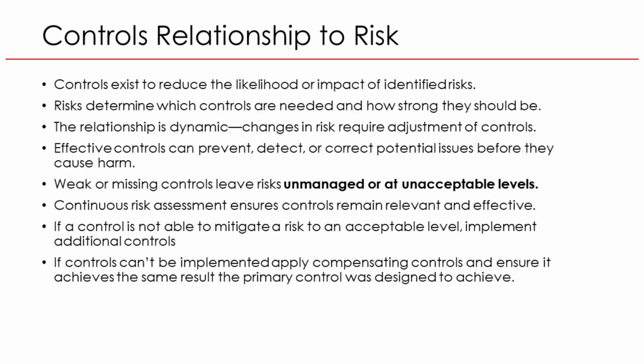The kind of control you need depends on how serious the risk is. For example, if a company handles sensitive customer data, the risk of data theft is high. So strong controls like data encryption and limited system access are needed. But for a low-risk process like printing monthly reports, lighter controls may be fine. This relationship between risk and control is always changing.